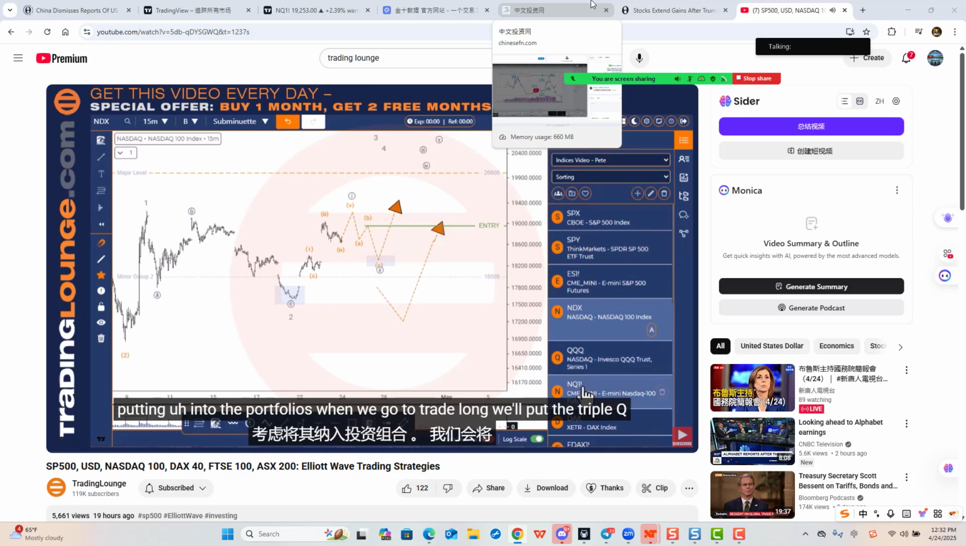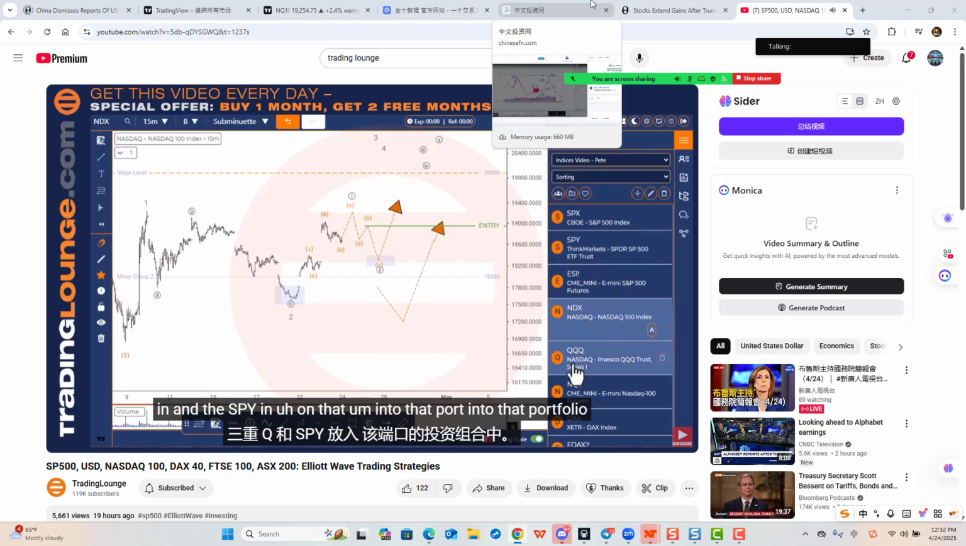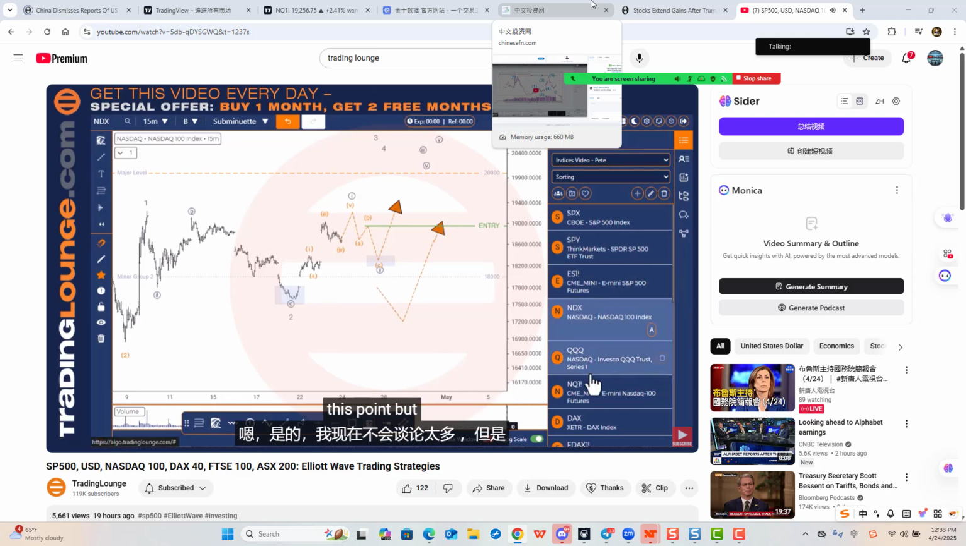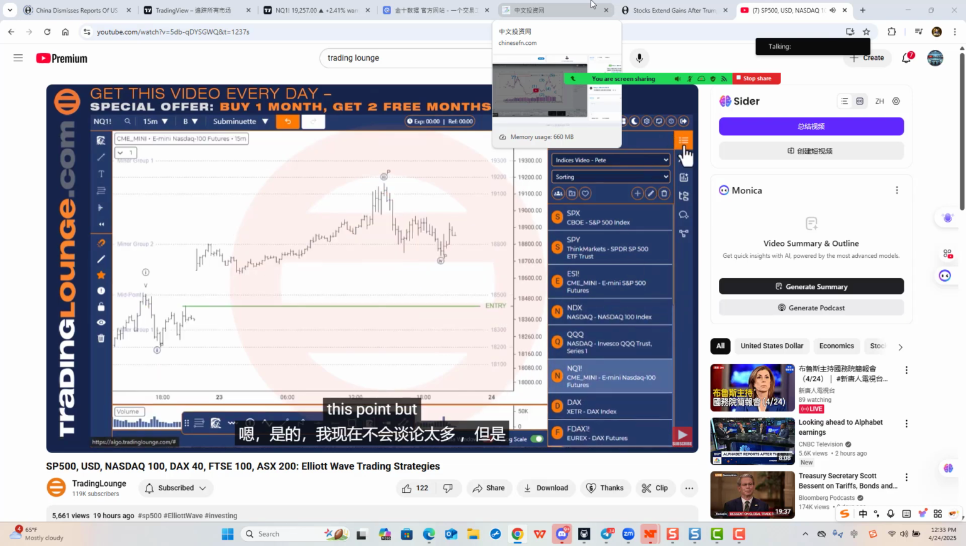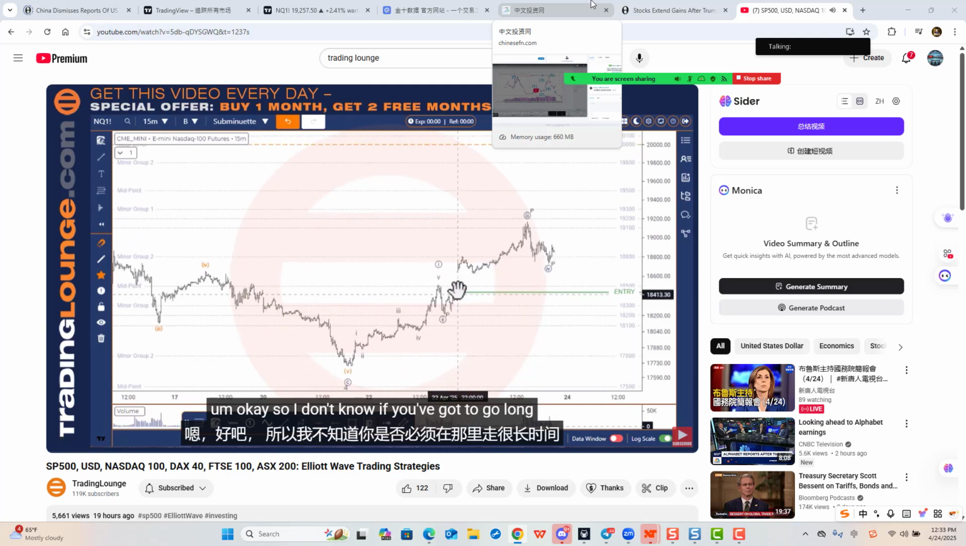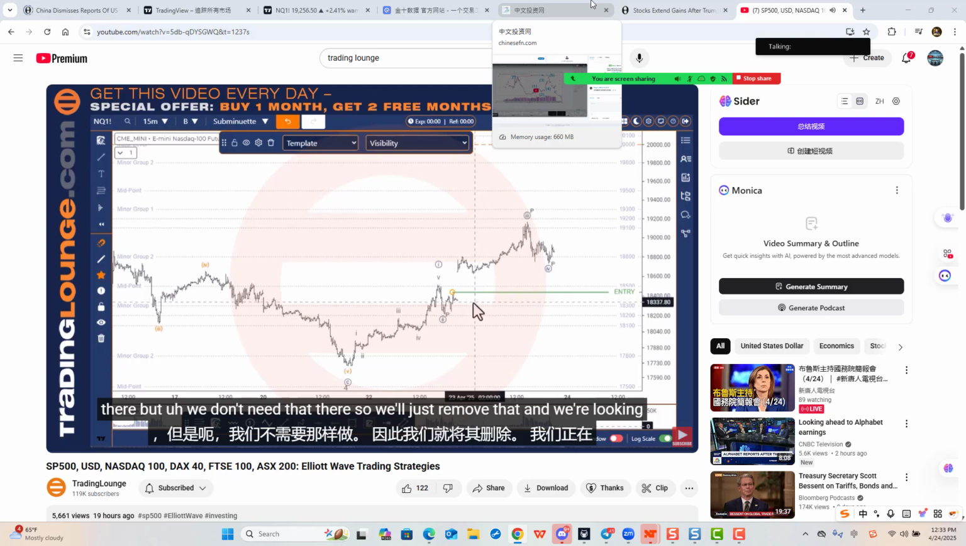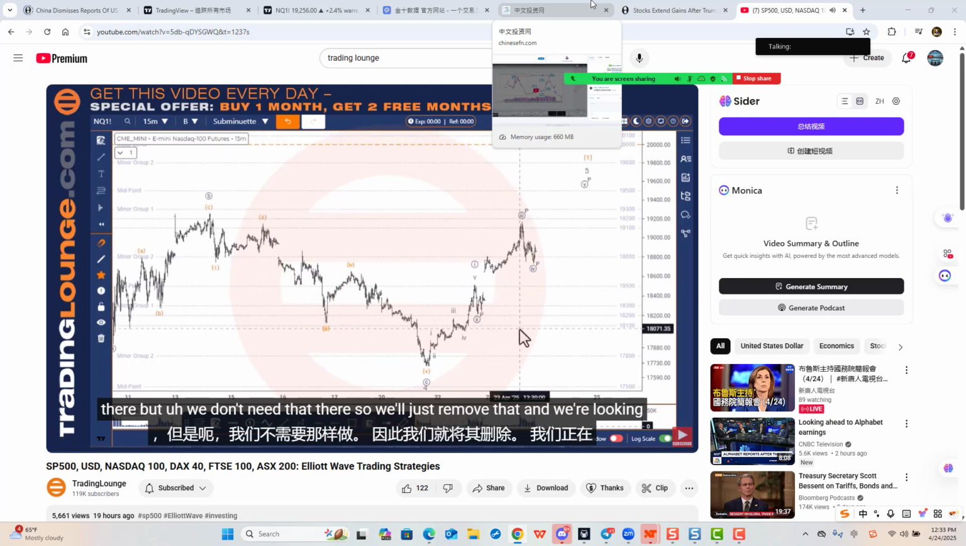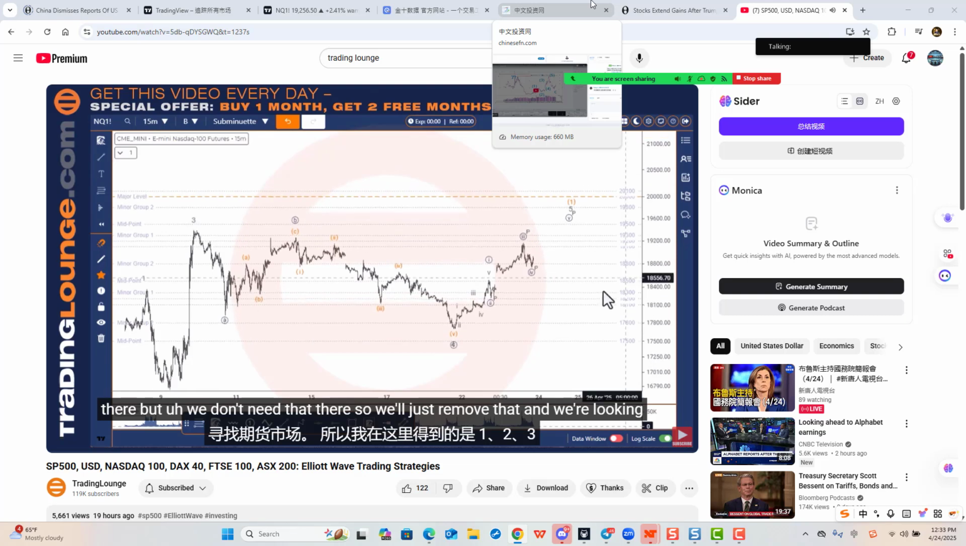We'll look at putting into the portfolios when we go to trade long. We'll put the triple Q and the SPY into that portfolio, and I won't go into that too much at this point. Okay, I don't know if you've got to go long there, but we don't need that there, so we'll just remove that.